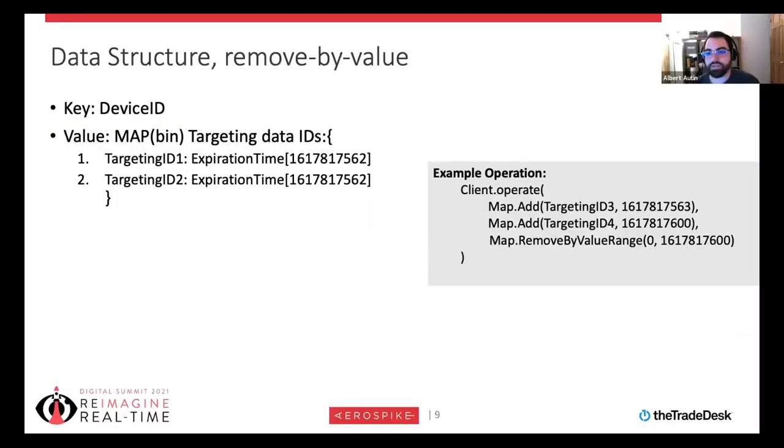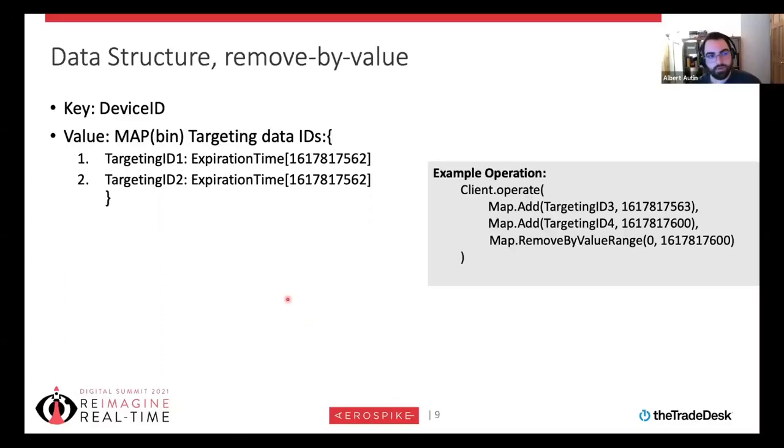The remove by value is necessary in our use case, and we made it tunable. I want to explain a little bit about our data structure. While we do have a record level TTL in Aerospike on each record, we also want to indicate how long an entry in that map should live for. Some targeting data should be short-lived, and some can hang around for a very long time.